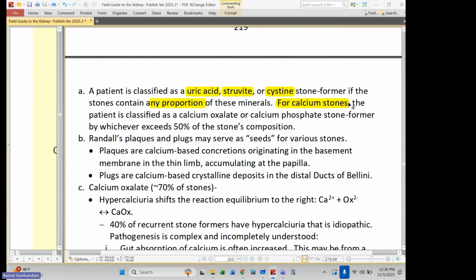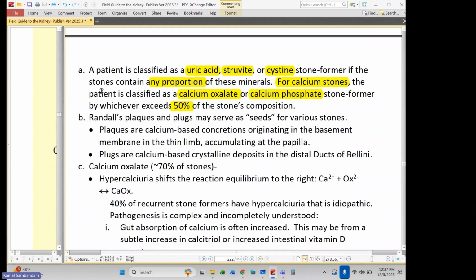Okay, now for calcium stones, we somewhat arbitrarily say, whatever is the greatest component of the stone, if it's more than 50% calcium phosphate, we're going to be managing them primarily as a phosphate stone former. If more than 50% is calcium oxalate, we're going to be predominantly managing them as a calcium oxalate stone former. There are gray zones there. Again, this is obviously not a pregnancy test. Okay? All right. So again, pathogenesis for calcareous stones, which are the most common stones, meaning calcium-based stones, you have to have some knowledge of what a Randall's plaque and plug is. Okay?